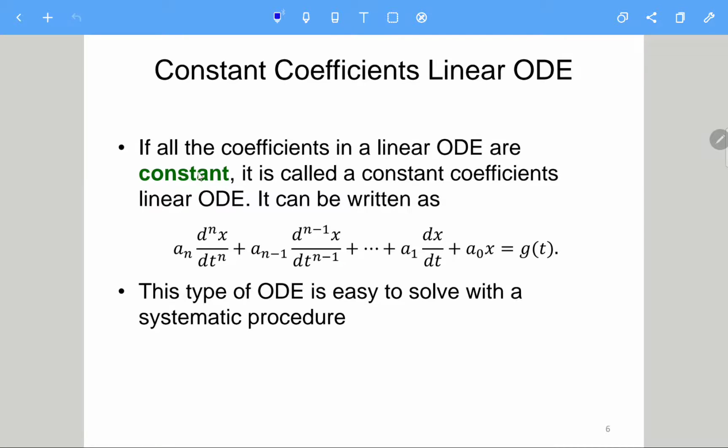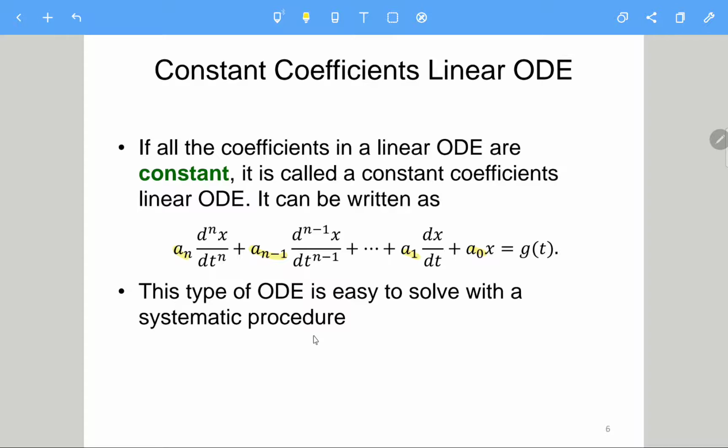For the constant coefficient linear ODE, it means that all the coefficients in the linear ODE are constant. It's straightforward. It is what it writes, so it's called the constant coefficient linear ODE. It is from the original linear equation, but the only difference is all the coefficients are not functions of the independent variable anymore. It is just a constant. So in this case, it will be easy to solve, with a systematic procedure.